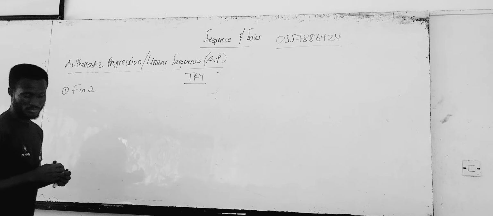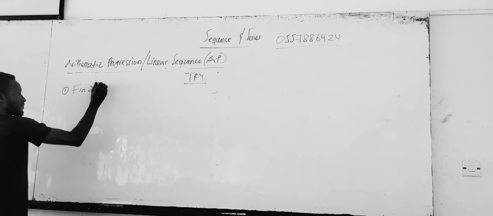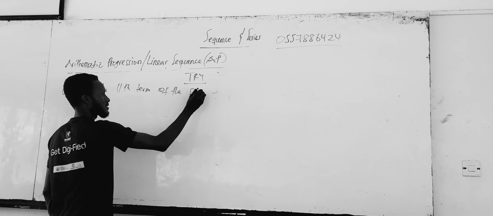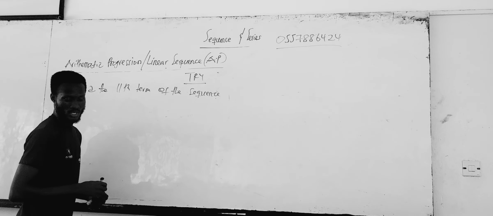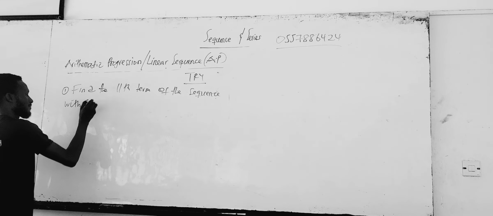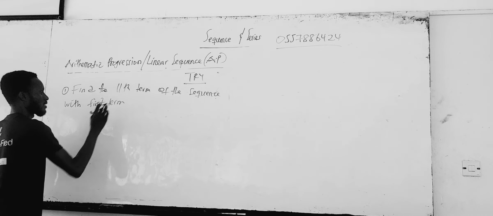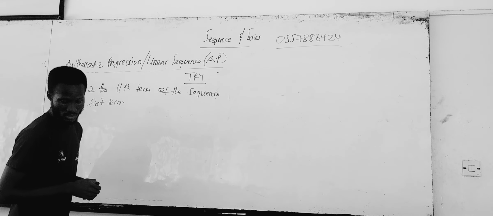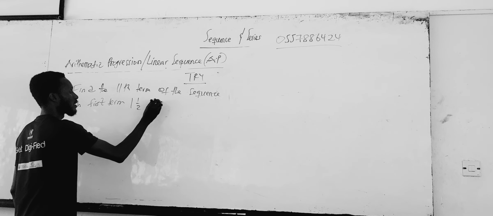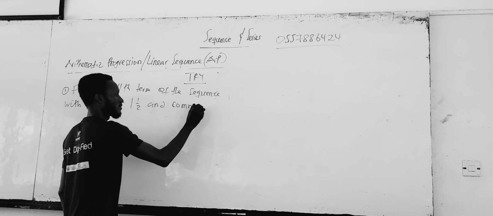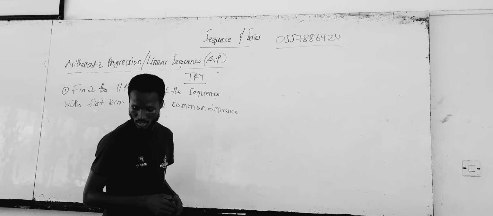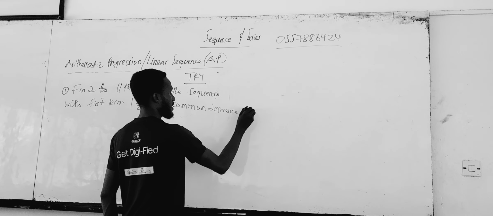Now question 1. Find the 11th term of the sequence with first term 1 1/2 and common difference negative 7/4.